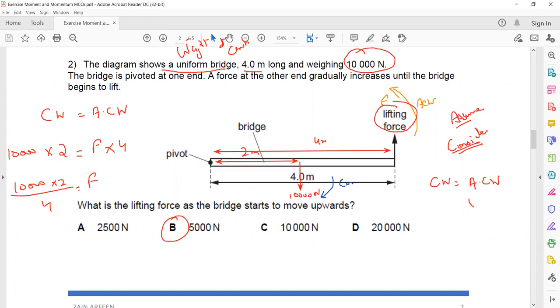Is this question clear? Whenever a moment question is there and they did not specify that the moments are balanced, you have to assume that the moments are balanced to solve this question.